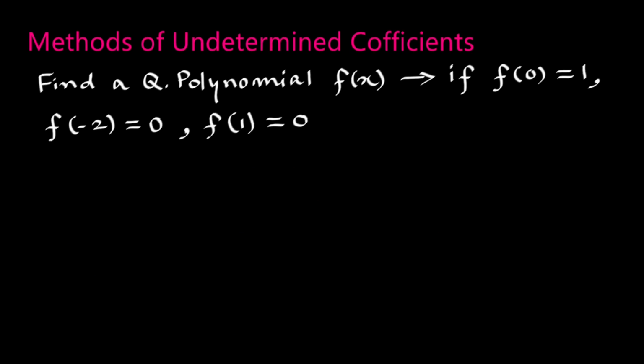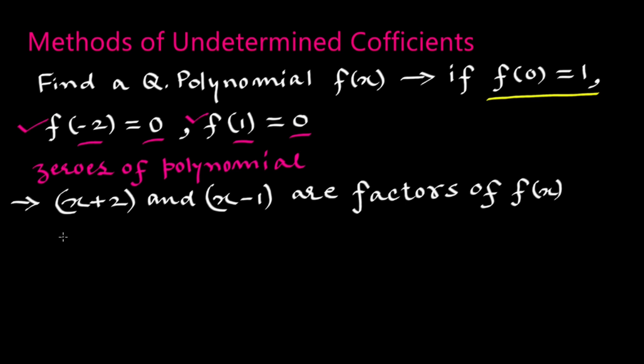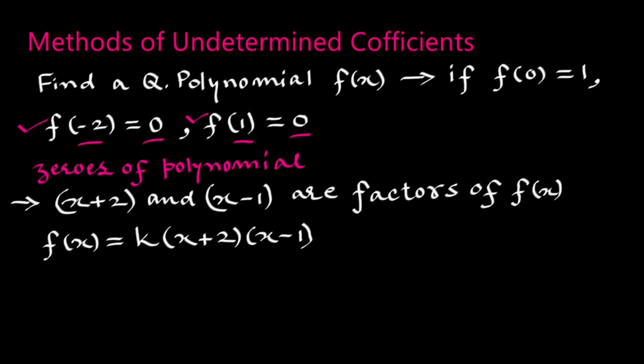This can be found by another method also. f of minus 2 is 0 and f of 1 is also 0, which means that minus 2 and 1 are zeros of the polynomial, which means x plus 2 and x minus 1 are factors of f(x). So we assume f(x) to be some constant k into (x plus 2) into (x minus 1). Now in order to find this k, we will use f(0) equals 1.